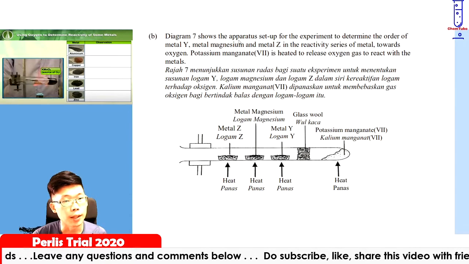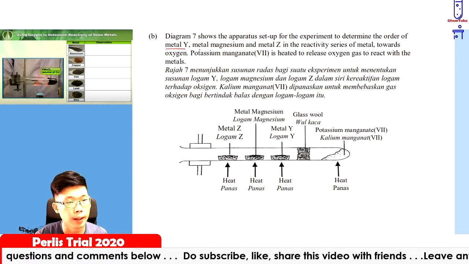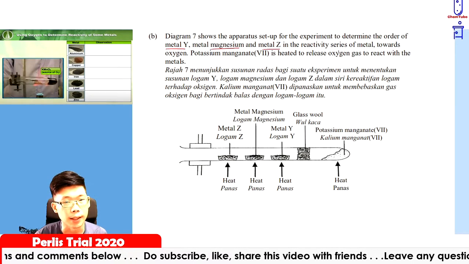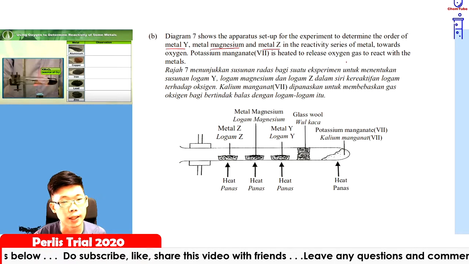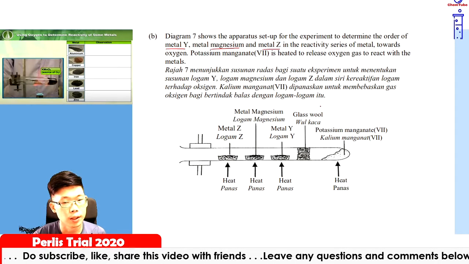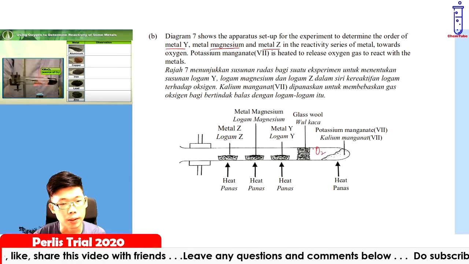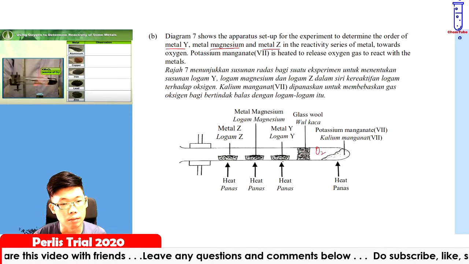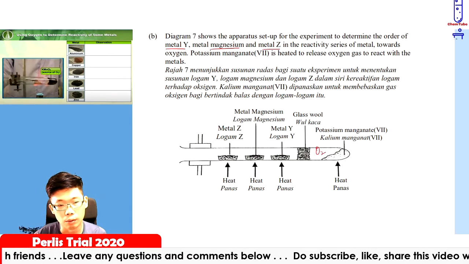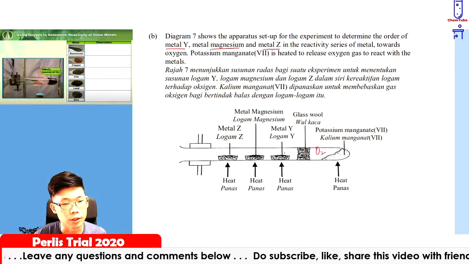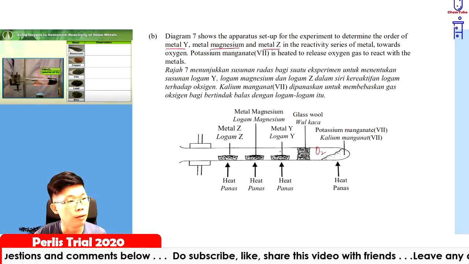The diagram shows the apparatus set up for an experiment to determine the order of metal Y, magnesium, and metal Z in the reactivity series of metals towards oxygen. Potassium manganate(VII) is heated to release oxygen gas to react with the metals. This is heated strongly, then you will release the oxygen gas. Then it will pass through the glass wool here. Then the metals are also heated strongly. Then oxygen can react with the hot metal here. So actually, if we want to know the reactivity, we can see the flame produced.